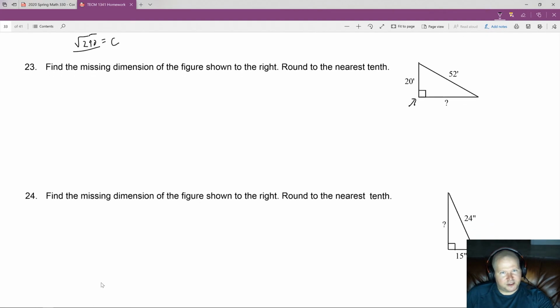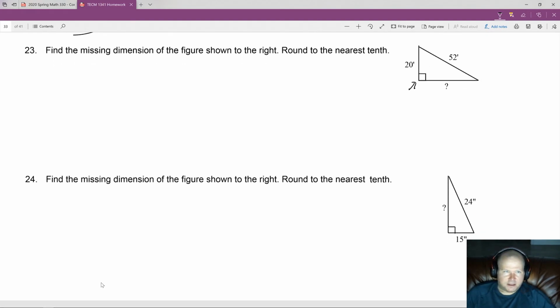Find the missing dimensions of the figure shown to the right, rounding to the nearest tenth. So again, we have a right triangle, except this time, instead of the hypotenuse being missing, one of our legs is missing. In this case, one leg is 20, one leg is unknown, and the hypotenuse is 52. We use the same formula, a squared plus b squared is equal to c squared. We plug everything in, so we have 20 squared plus b squared is equal to c squared, which is 52 squared.